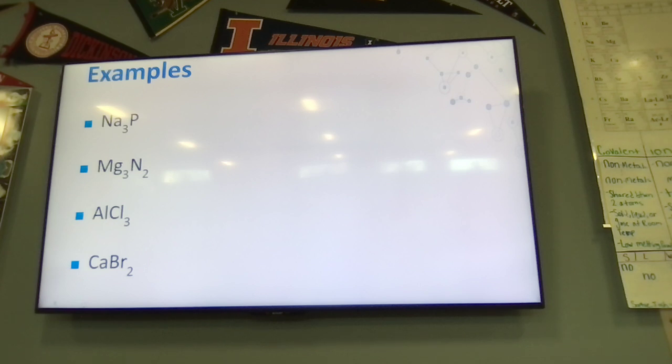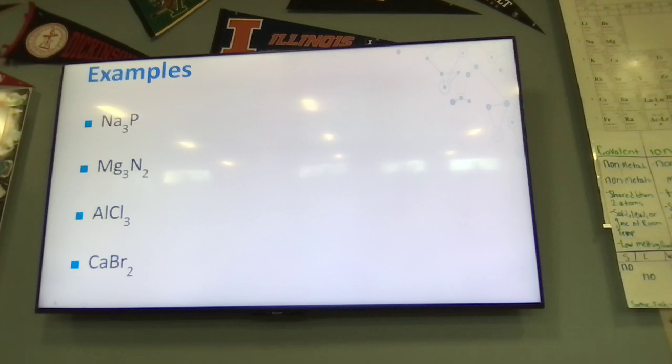Wait, don't the numbers mean that there's 3 of that element? It does, but in ionic compounds, we don't care about them when we name them. When we go the other direction, I'll talk about how we know. Like a chemist, when you say sodium phosphide, they know that it's Na3P. And you will too. We're going to talk about where it comes from.